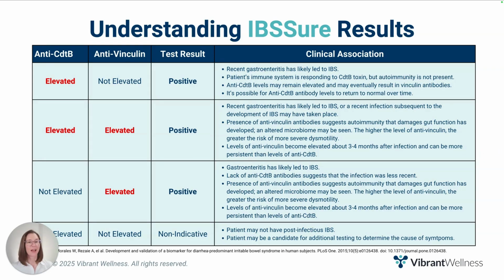Indeed, the latter provides evidence that a bout of gastroenteritis has likely contributed to Jessica's IBS symptoms. The presence of high anti-vinculin antibodies suggests that autoimmunity that damages the gut function has developed, giving us additional insight into the root cause of the altered microbiome we're seeing on Jessica's Gut Zoomer results. And note that levels of anti-vinculin do become elevated about 3 to 4 months after infection and can be more persistent than levels of anti-CdtB.